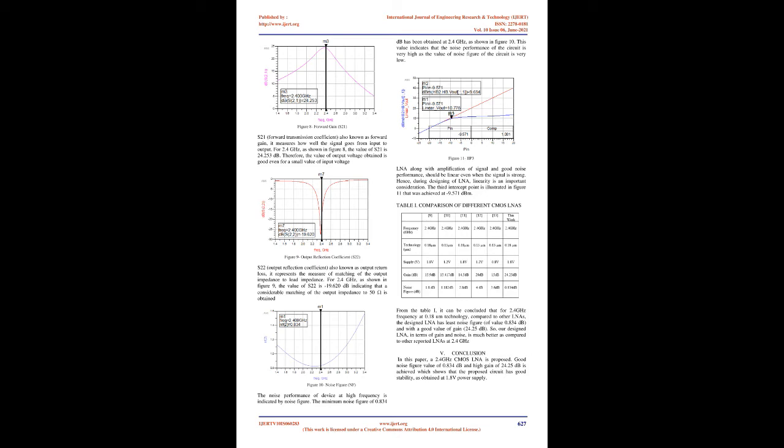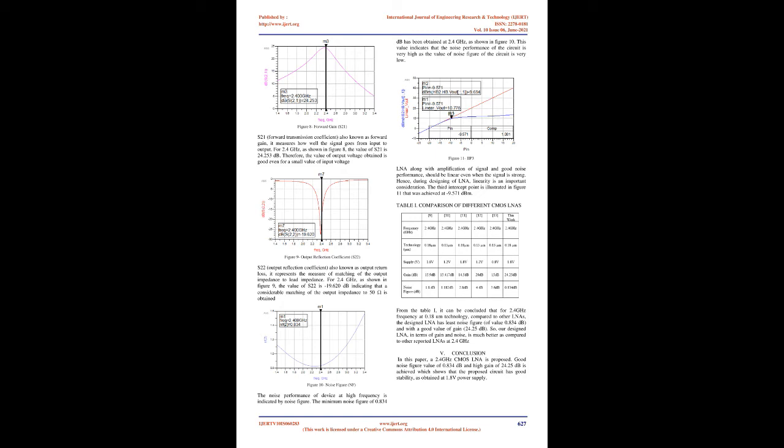dB has been obtained at 2.4 GHz, as shown in Figure 10. This value indicates that the noise performance of the circuit is very high as the value of noise figure of the circuit is very low. Figure 8 Forward gain, S21, the forward transmission coefficient, also known as forward gain, measures how well the signal goes from input to output. For 2.4 GHz, as shown in Figure 8, the value of S21 is 24.253 dB. Therefore, the value of output voltage obtained is good even for a small value of input voltage.